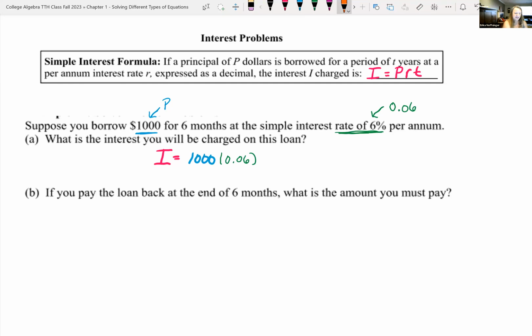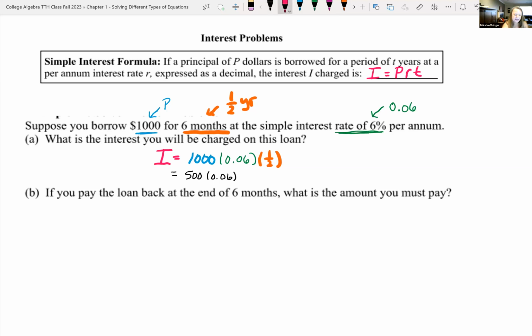Times the time that we are investing. And this is for 6 months. Well, it told us that our time is in terms of years. So 6 months is equal to a half of a year. So this is what our T value is, 1/2 or 0.5, whatever way you want to write it. And now we're just going to multiply across. I noticed that a half actually goes into 1,000 500 times, so I'm going to simplify first, times our interest rate of 0.06.